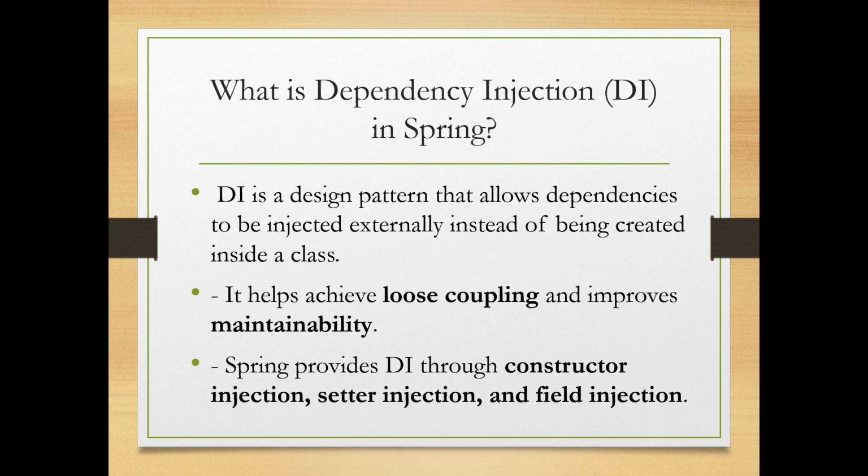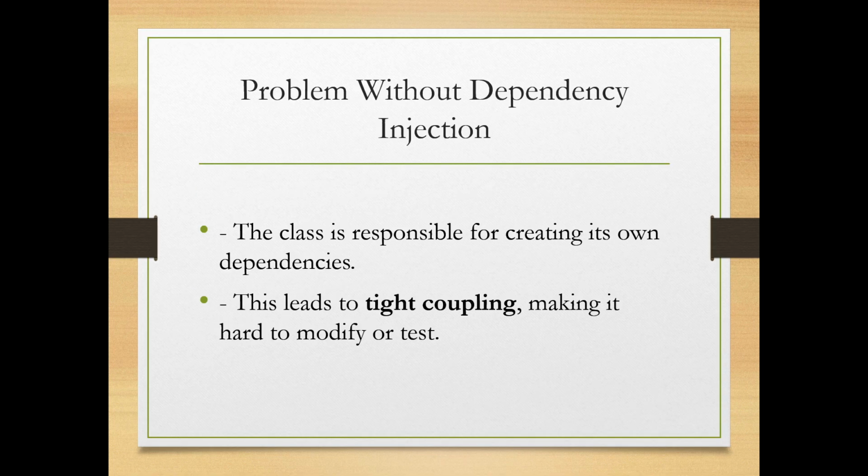Now let's see what happens when we don't use dependency injection. Problem without dependency injection. Without dependency injection, our classes are tightly coupled. This means that one class is directly responsible for creating and managing another class, leading to several issues.